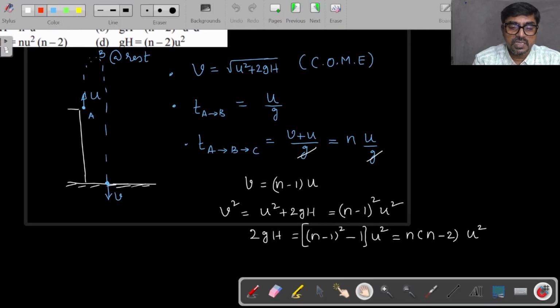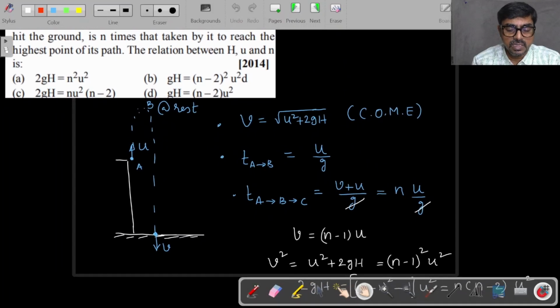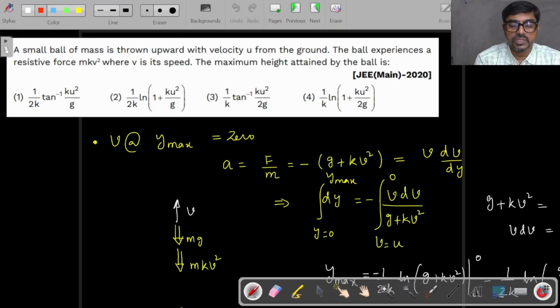Square it either side and substitute this v value over here, which is u square plus 2gh, and you take u also to that side: ((n minus 1) whole square minus 1) into u square. So this can be written like a square minus b square form, (a plus b) into (a minus b). Plus will give you n, minus will give you n minus 2. So 2gh equal to n into (n minus 2) into u square will be the answer. That is C option. Alright, next question.